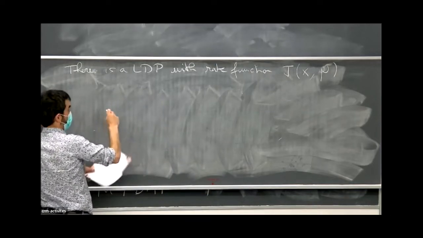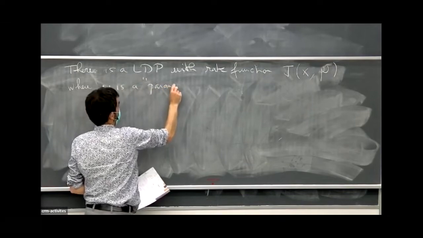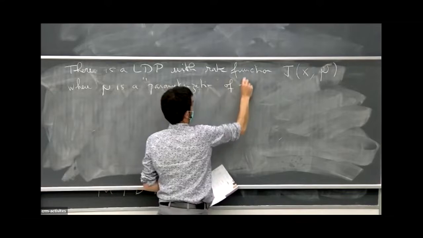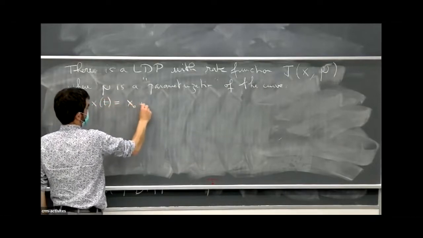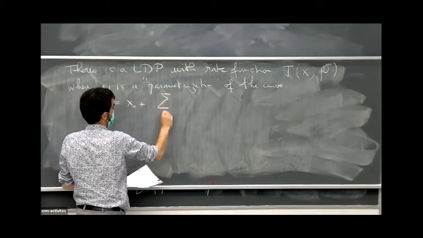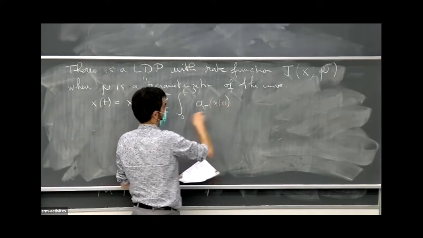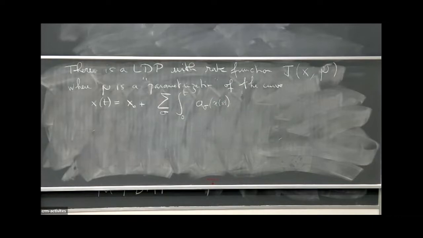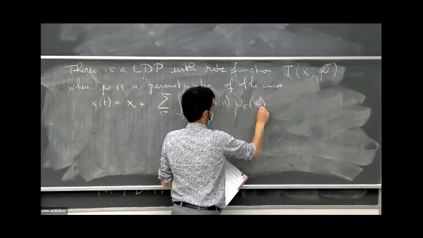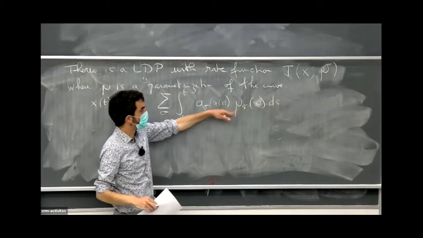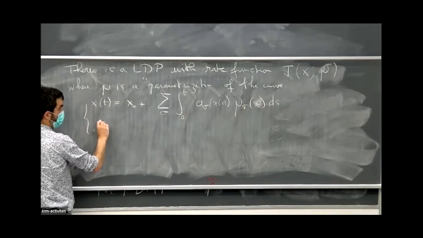Let me just say what mu is. Mu is some parametrization of the curve, which is the following: x of t is the initial time plus the sum over sigma of the integral from 0 to t of A of sigma and x of s, where at each time you assign a mu of sigma, x of s, ds. That is to say, at each time you have some probability of having chosen some vector field, with the constraint that mu is a probability.